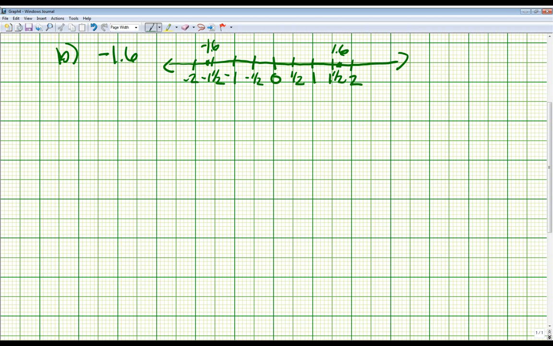Number 2, you should have a dot to the left of the 0 at negative 4/5, and then a dot to the right of the 0 at positive 4/5. Number 3, you should have a dot to the left of the 0 at negative 3.5, and then to the right of the 0 at positive 3.5. Number 4, you should have a dot on the right of the 0 at positive 5.25, and then another one on the left of the 0 at negative 5.25. Kind of difficult to explain those, but that's what they should look like.